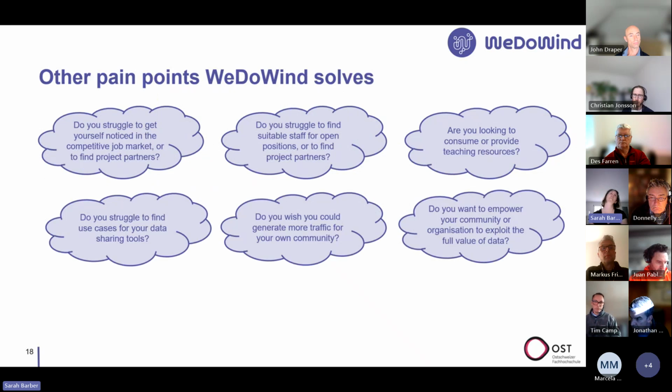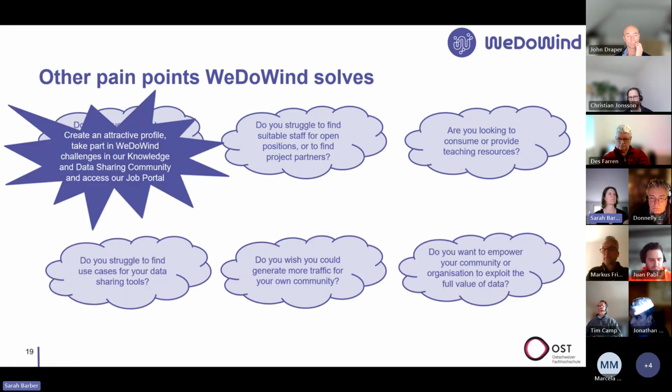And then there are some other things that we try to address, like struggling to get yourself noticed in the job market, or finding staff for open positions, consuming or providing teaching resources, finding use cases for your data sharing tools, maybe even generating traffic for your own community if you run a different working group and you want to get more people to know about you, or maybe you've got your own large community organization who you want to exploit the full value of data yourselves.